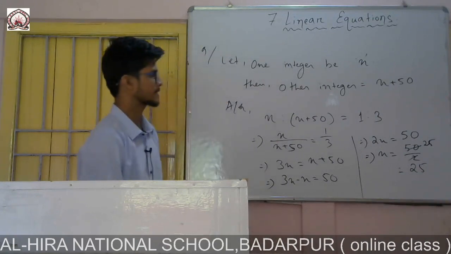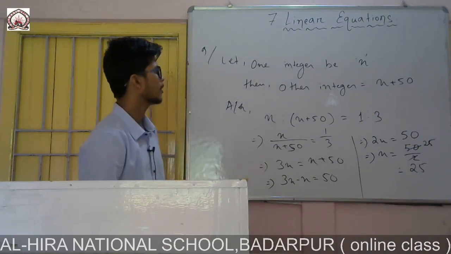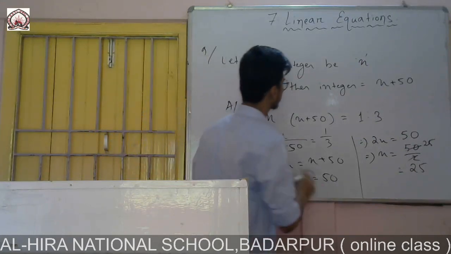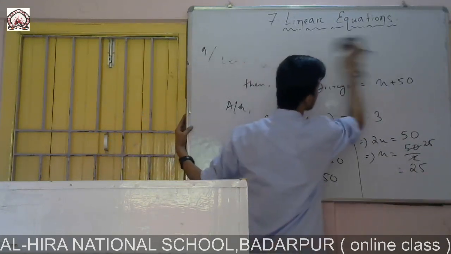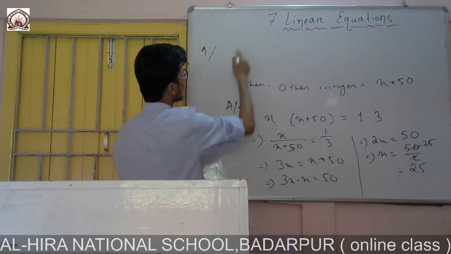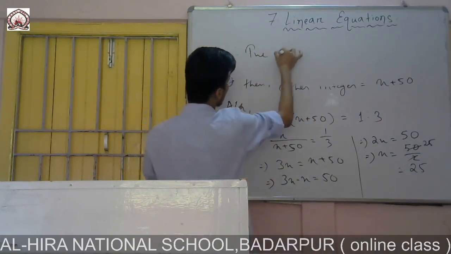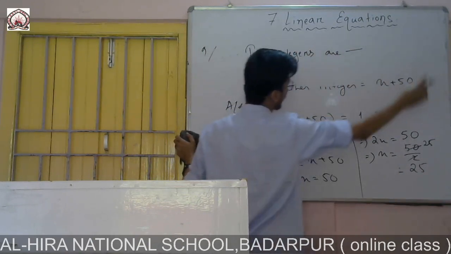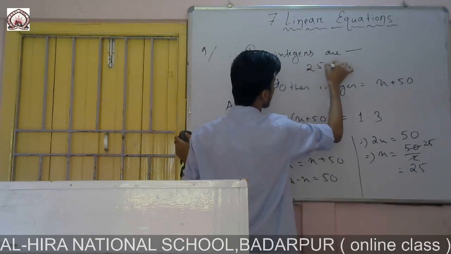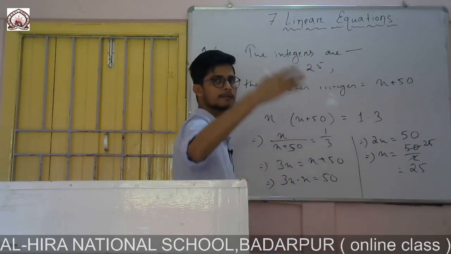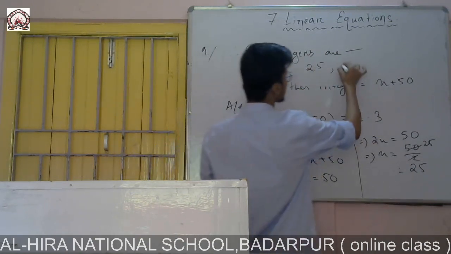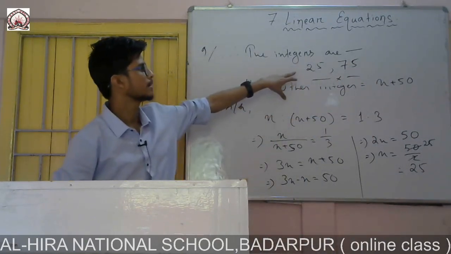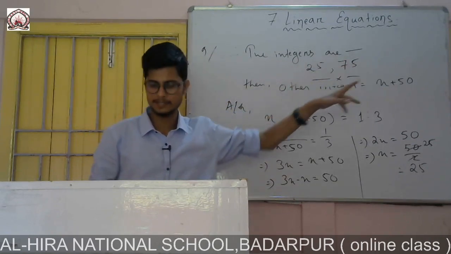That means the value of x is 25. Therefore you write the integers are: one is 25 and the other, the next one, will be x plus 50. That means 25 plus 50, it is 75. So this is the answer. One is 25 and the other one is 75.